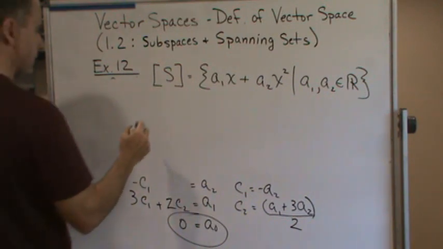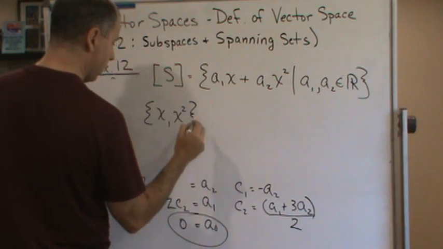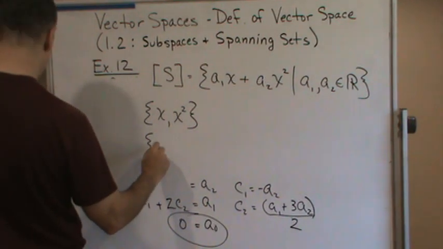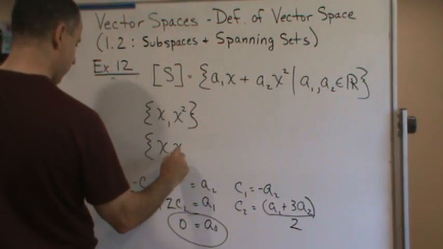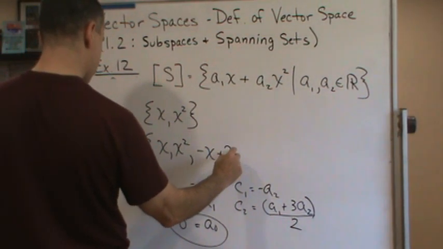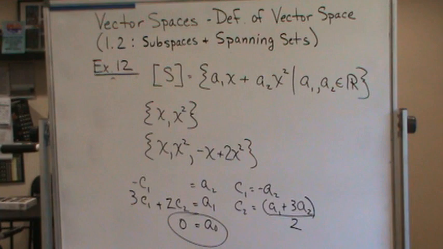And also, by the way, incidentally, that set also spans the same subspace. And then of course there's this one as well, so this one also spans the same subspace: x squared, negative x plus 2x squared. Okay. And there are others.